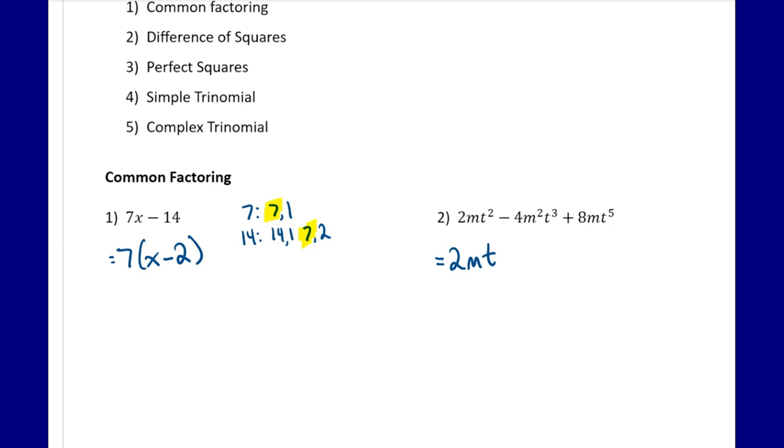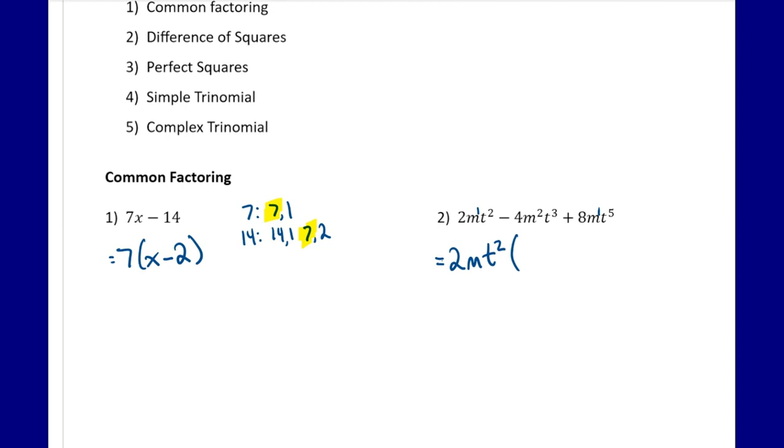We just need to think about what exponent is going to be on m and t. And when you're factoring, you're going to go with the lowest or smallest exponent that we see. So if I look at m, I see that there's an exponent of 1, 2, and 1. So that means m to the power of 1 is going to be the smallest factor that I take out for m. And for t, I see squared, cubed, and to the power of 5. So that means squared is the smallest, so t squared comes out. So 2mt squared is our greatest common factor.